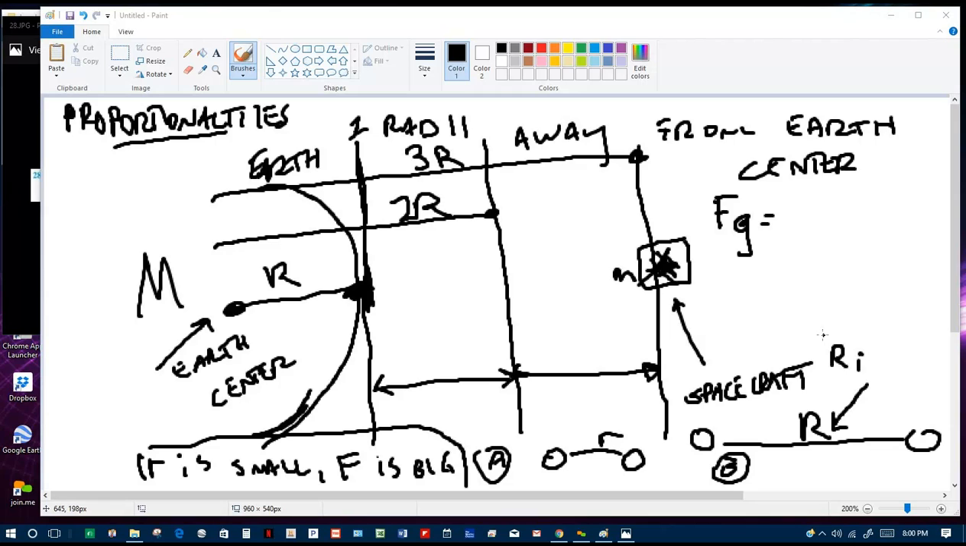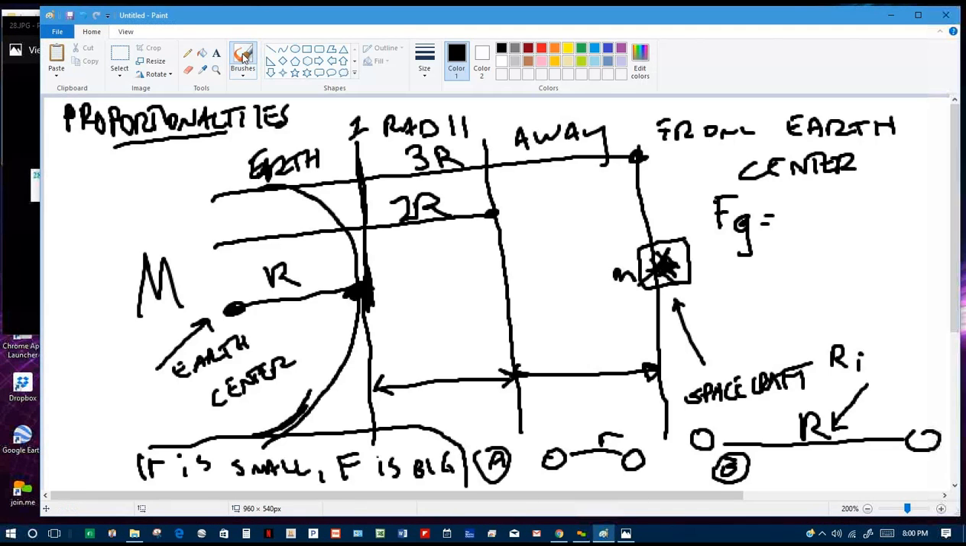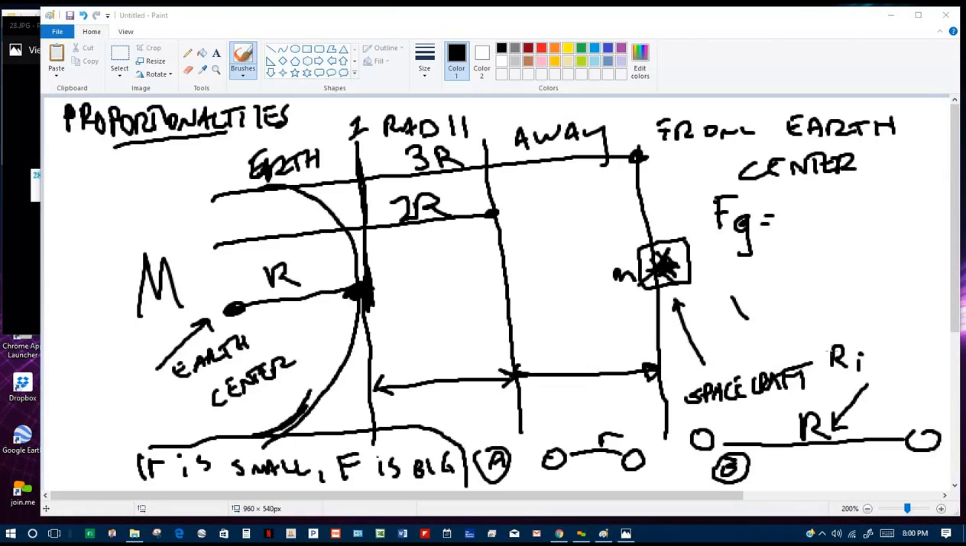Exactly. Ooh, my pen is... What's happening here? Hold on a second. Something bad happened. Hold on a minute. I'm not sure what happened. There it goes again. Oh, I can't draw over there, I guess.